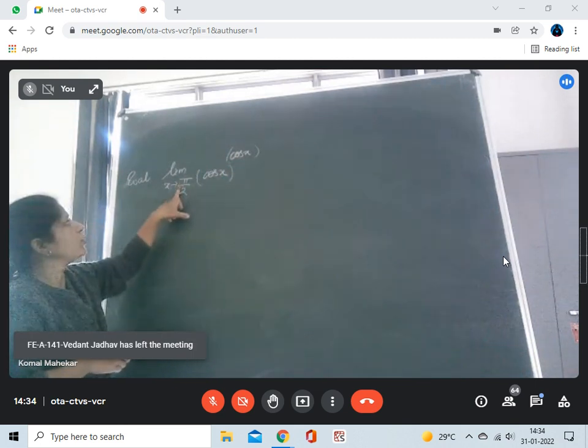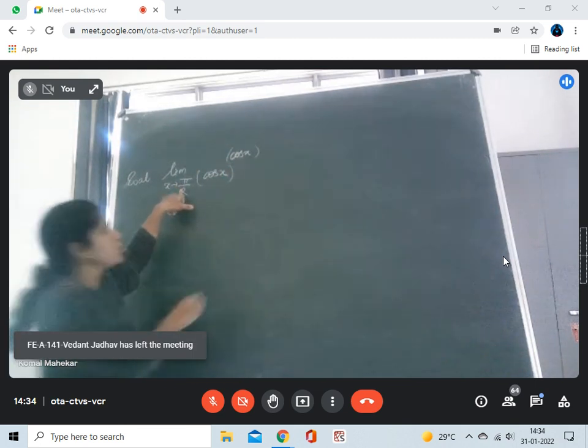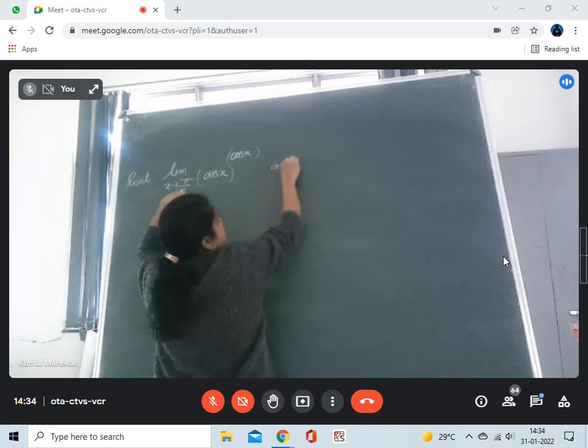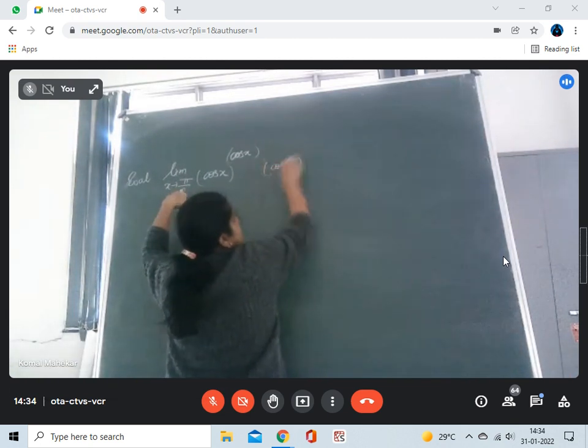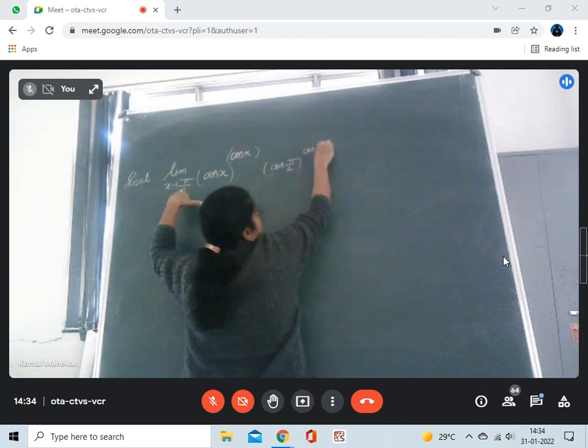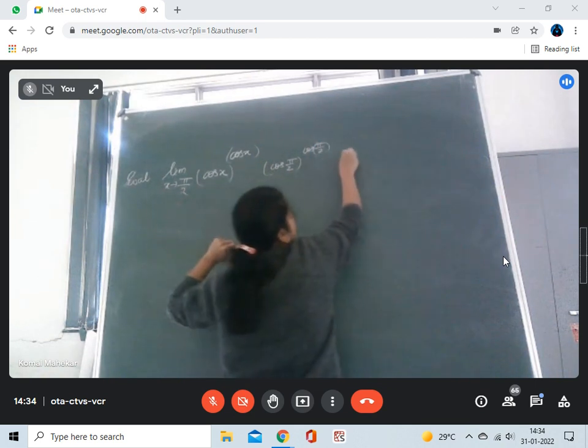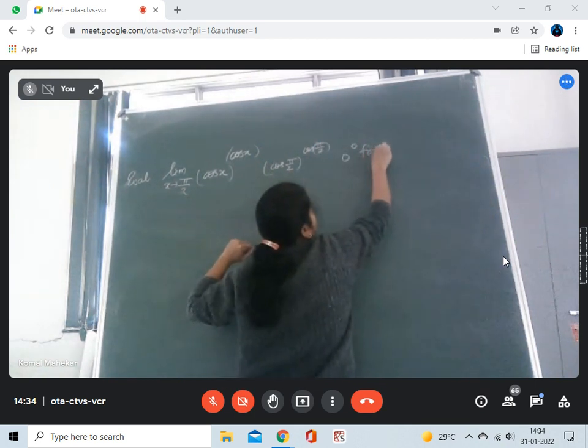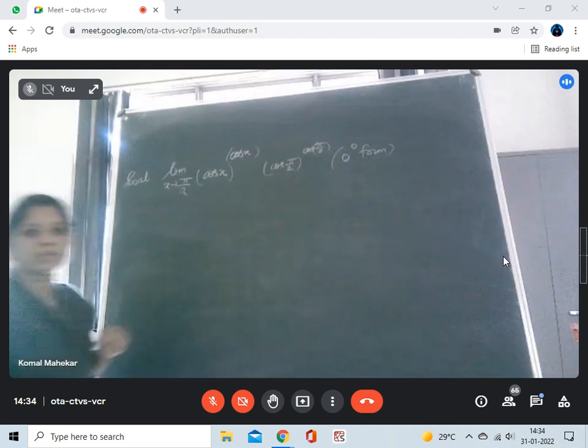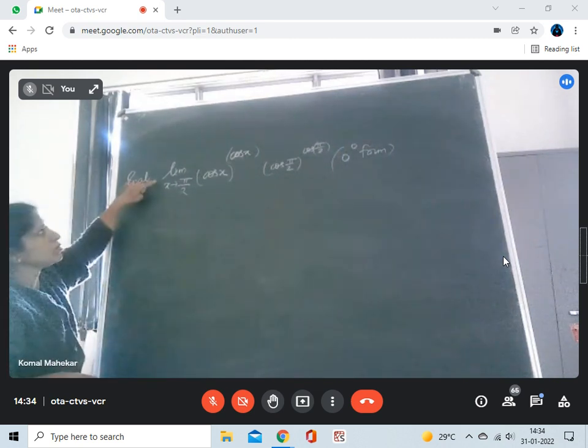So here, if you put the value x is equal to pi by 2, this becomes cos of pi by 2 raised to cos of pi by 2. Now cos pi by 2 is 0, so this is 0 raised to 0 form. This is the problem of 0 raised to 0 form, and we know how to solve this.